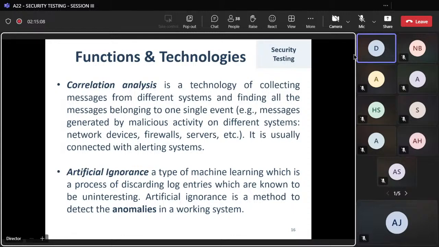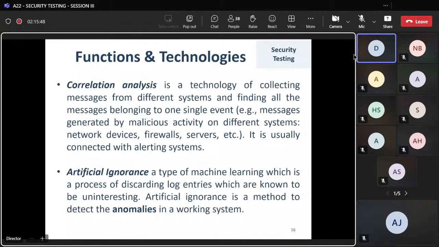And correlation: the logs will be collected from various devices. They can be collected from the operating system, from network devices, from security devices, from servers. All these logs will be referring to a single event. So we need to know how to correlate the logs collected from various devices, and how to reconstruct that particular single event. It is usually connected with the alerting systems.